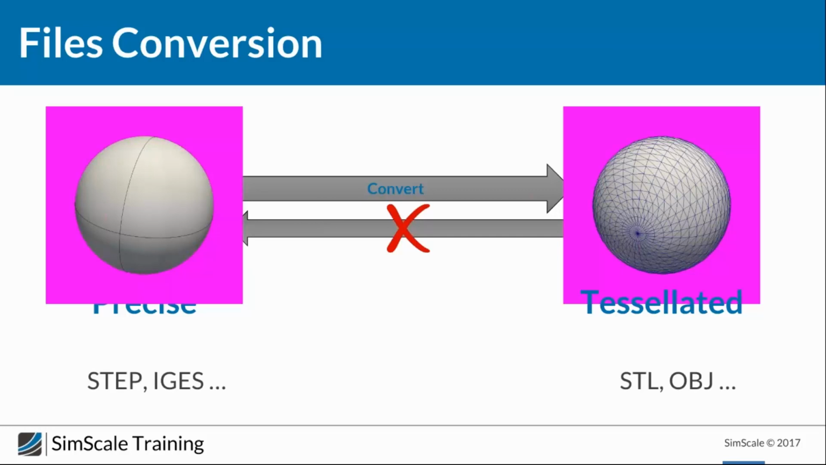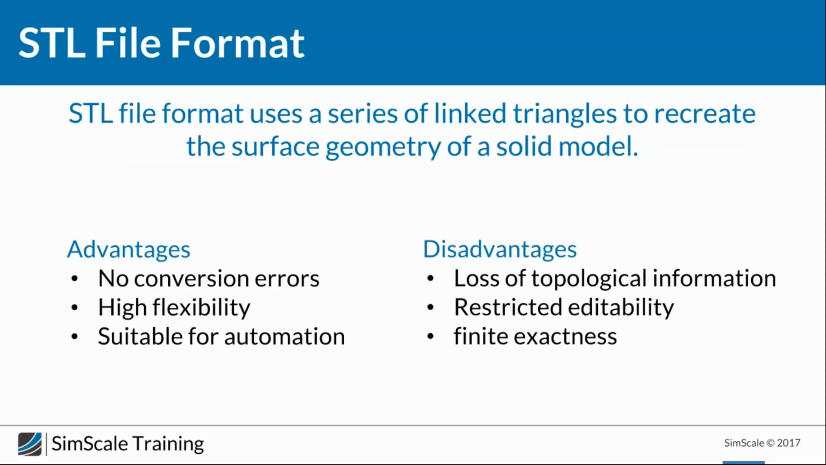And here we have some formats. So we can go from IGES, STP, Parasolid, or CATIA V5, all these formats. You can take it to STL or OBJ, but you can't take an OBJ or STL to other formats. Okay, so now let's talk about the advantages and disadvantages of an STL file.